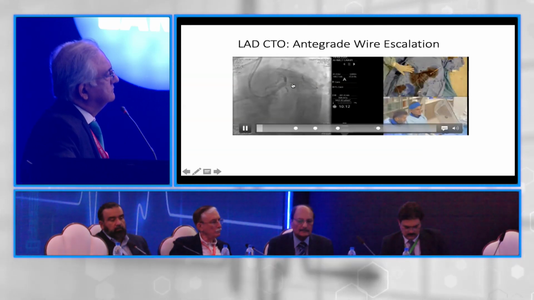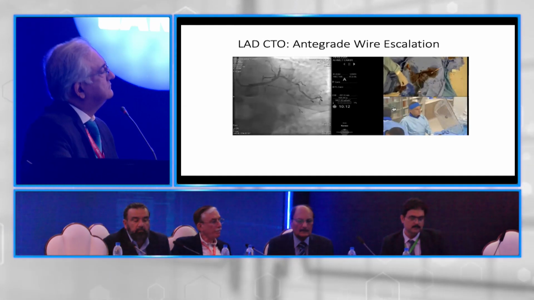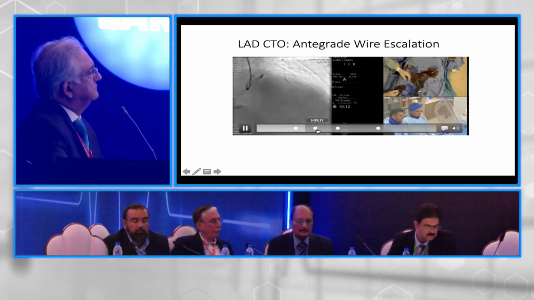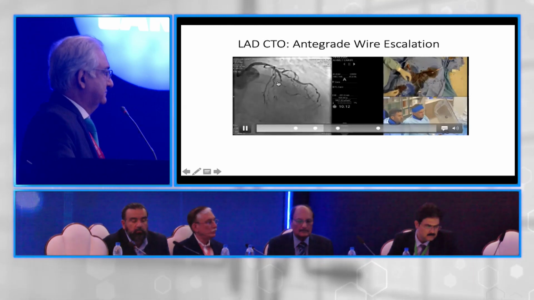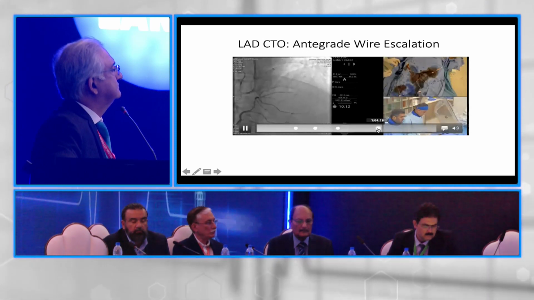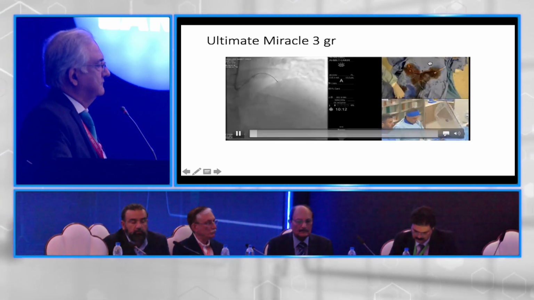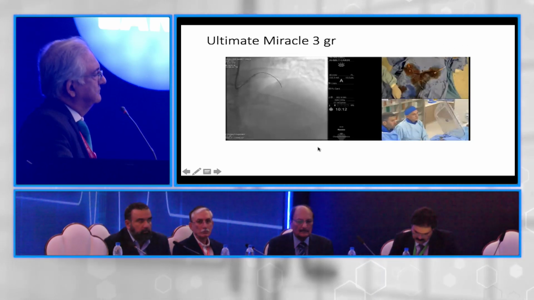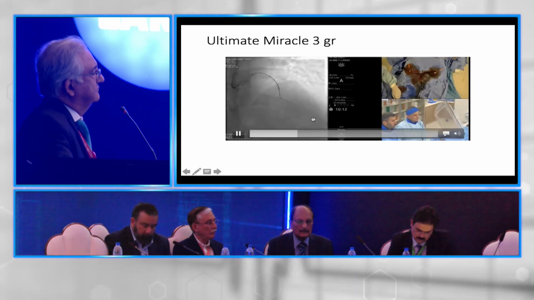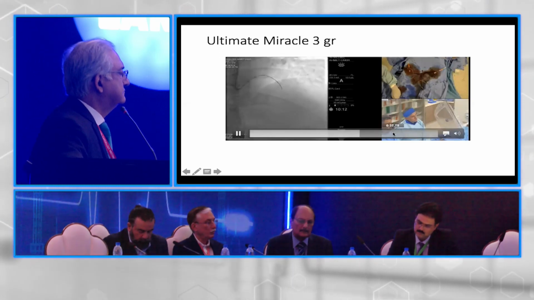I'd like to show you another case regarding wire escalation and de-escalation. This is an LAD CTO again. You see, after the diagonal, the LAD is occluded. Regarding choosing the wire, the bilateral injection is like that. In here, first we have an Ultimate Bros 3 wire, and this is a wire that can go easily into the side branch. As you see here, it touches the proximal cap, but just jumps to the side branch all the time.